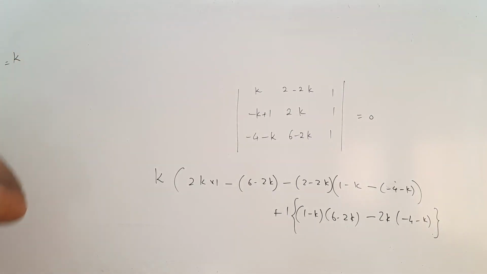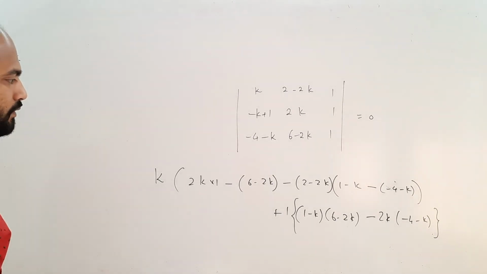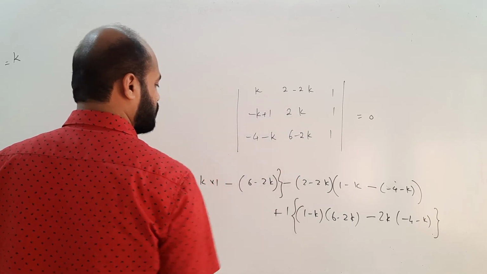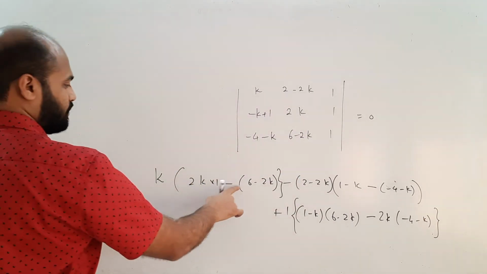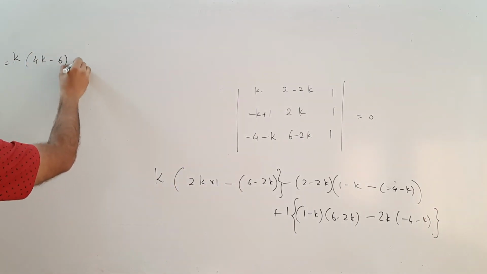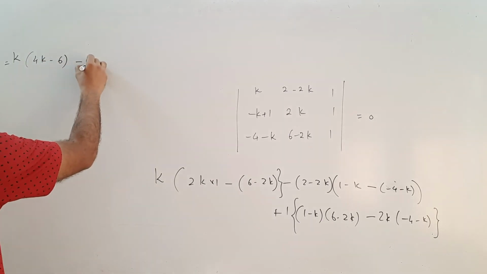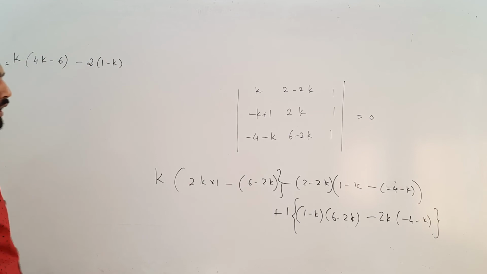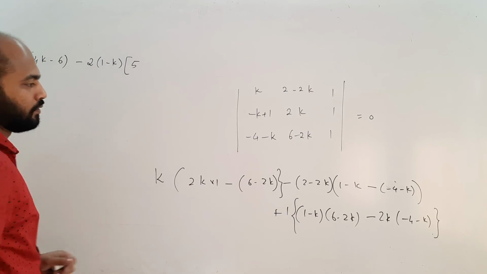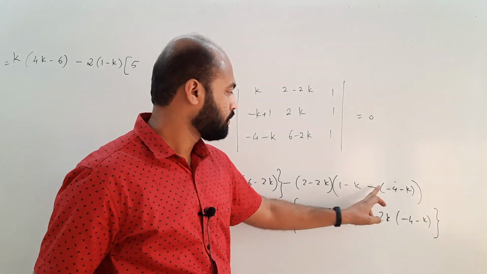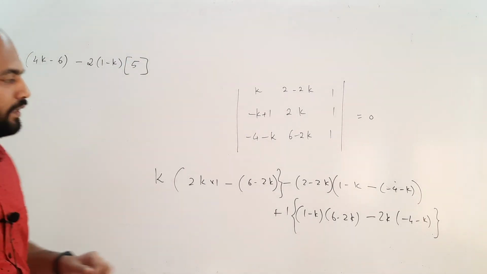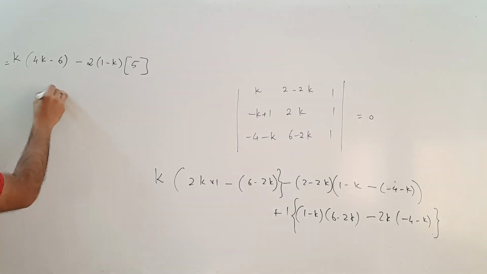So now simplifying this particular expression, let us see what we get. In the first bracket, as you can clearly see, it's going to be this minus 6 minus 2k. So minus 6 plus 2k, 4k minus 6 is what we get. Second bracket is going to contain 2 outside and 1 minus k inside, and here is going to be 1 plus 4, that's 5, and then this is going to be minus k plus k, which is going to vanish. So that's it for the second one. And then we have this bracket as well. Let us see what we get out of it.